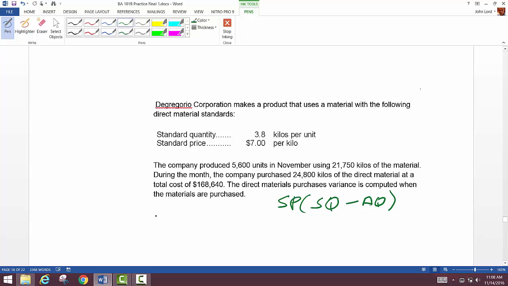So do we have a standard price? $7, good. Okay, but we're going to have to get it times the number of units, right? So we're going to have to calculate that. Can we plug in anything else that's given here? How many kilos do we actually use, and we have to pick up for what? Well, we're doing the quantity variance, right? So we have to pick up what? And so we did what? We used 21,750, right? So it's going to be 21,750.